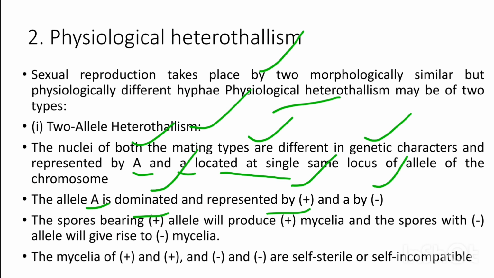The spore bearing the positive allele will produce positive mycelia, and the spore with the minus allele will give rise to minus or negative mycelia. The mycelia of positive and negative are self-sterile. So plus strain cannot fertilize plus strain, minus strain cannot fertilize minus strain in some species of Mucorales, because they show heterothallism, and heterothallism always requires two opposite strains. The same strain cannot fertilize with each other.